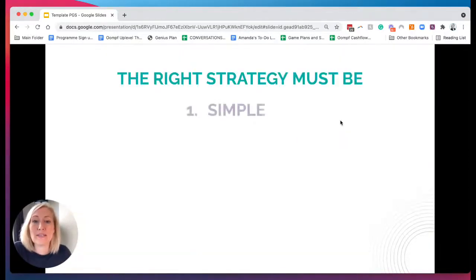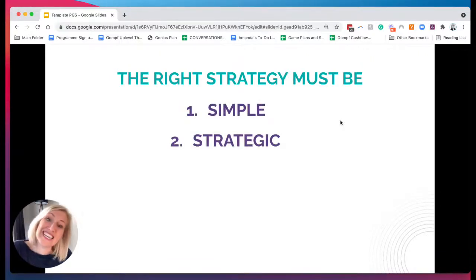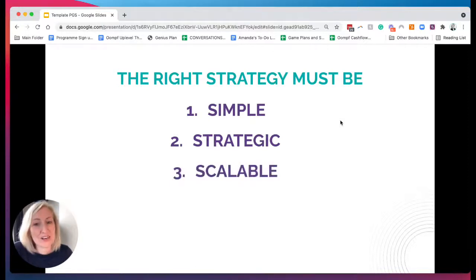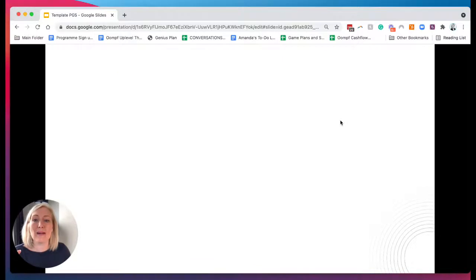All right, the right strategy must be simple. The right strategy must be strategic, okay? And the right strategy must be scalable. And currently your offer with compliance or your offer with one-on-one advisory, so I talk a lot around leveraged advisory, your offer on one-on-one advisory is not scalable. So you need to look at leveraged advisory. If you'd like more information about that, make sure you send me a message and I can get you some information about that, okay?